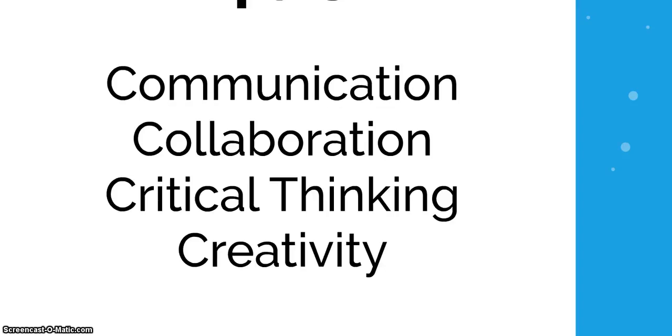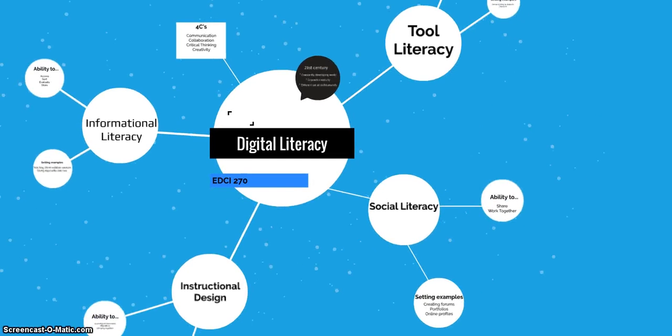The third one is critical thinking. Critical thinking requires you to think differently and look at the problems in different ways. And the last one is creativity. This is thinking of a new approach or just being a little different. So hopefully now you can help your students be more digitally literate as well as you yourself.